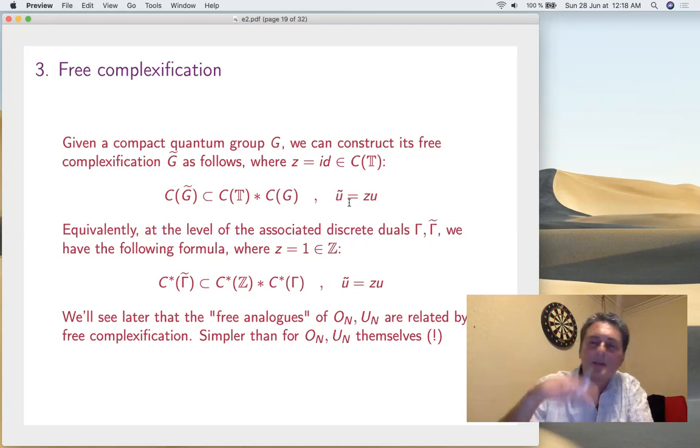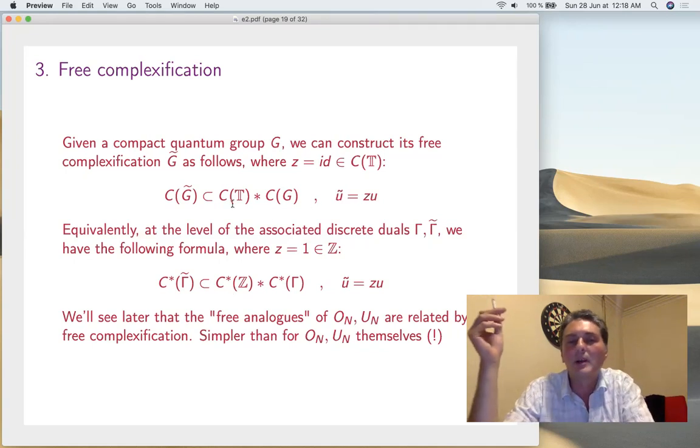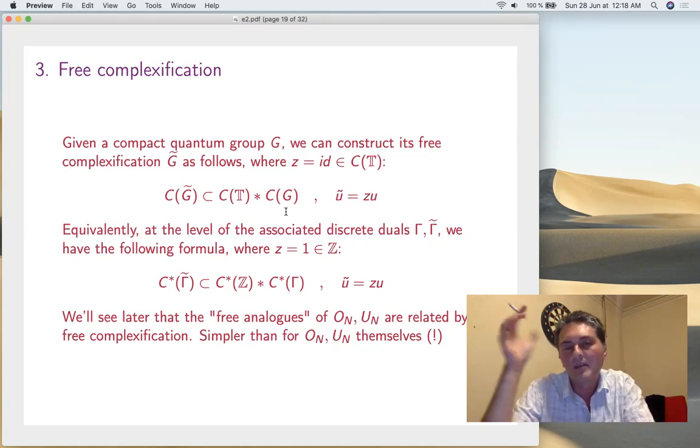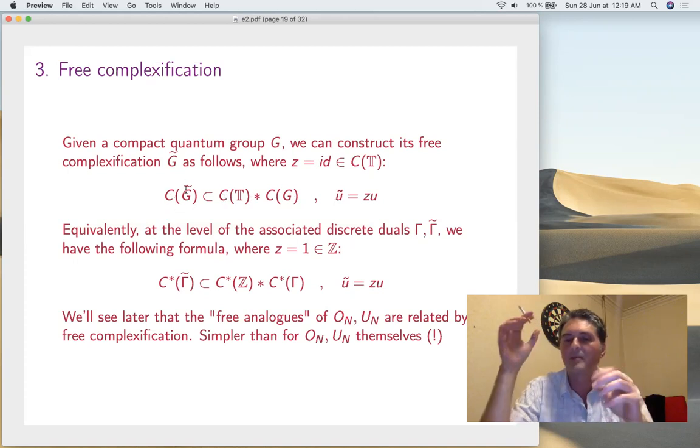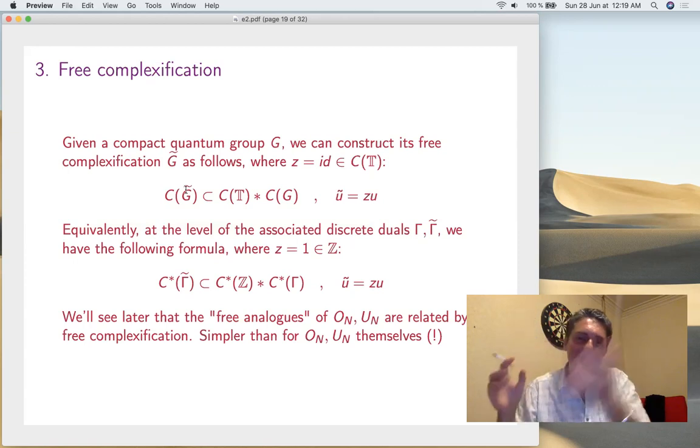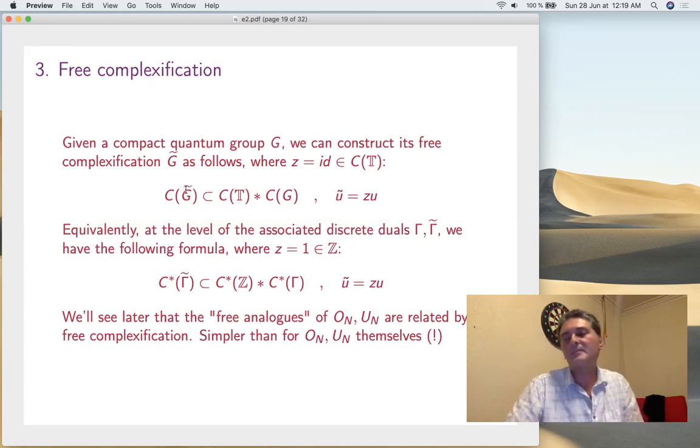The unitary lives over the circle, right? That's your generic unitary. I'm taking a free product of C of the circle and C of G, and inside I have both z and U. I multiply them, I call this Ũ, and I take then the C*-algebra generated by the entries of Ũ. So that's the C*-algebra with Ũ. I'll call it C of G tilde. It's a kind of free complexification, of course. All the coordinates are multiplied by a free unitary.